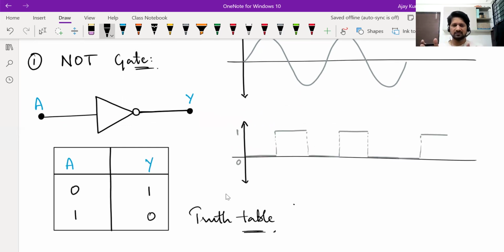Okay, so basically it's just a table which shows all possible inputs and all possible outputs of that gate. So for a NOT gate, this is the truth table, and that is what a NOT gate does. It just negates the signal. Negates means produces the opposite of the input signal. So if input is 0, output is 1. If input is 1, output is 0.